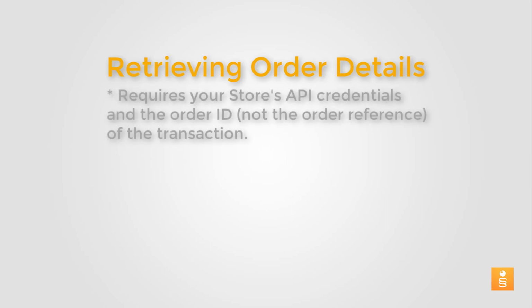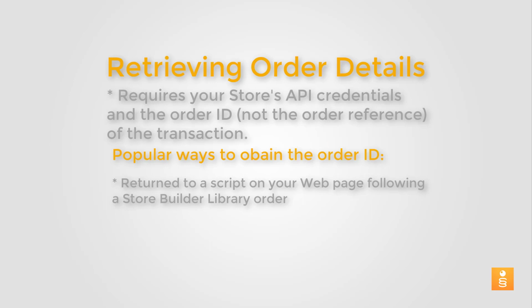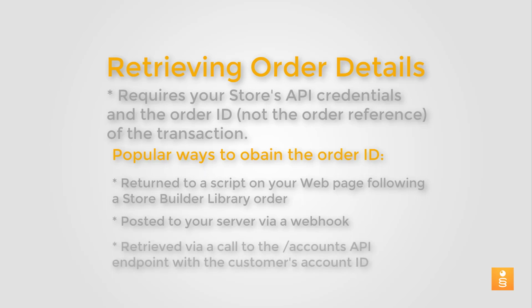To retrieve order details, you must supply the API credentials for your store and the order ID of the transaction you're looking for. The order ID is different from the customer-facing order reference. It may have been returned to a script on your web page following an order via the Store Builder library, posted to your server via a webhook, or retrieved by calling the Accounts API endpoint with the customer's account ID.